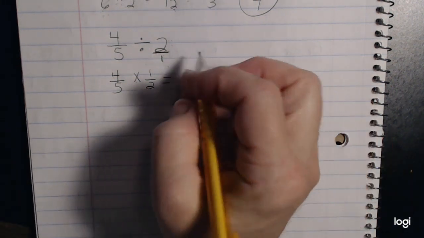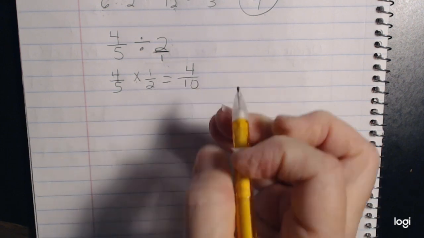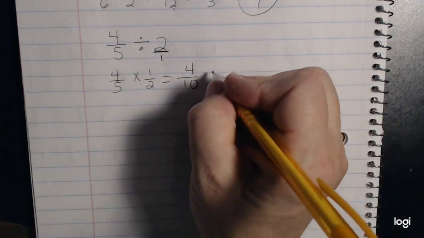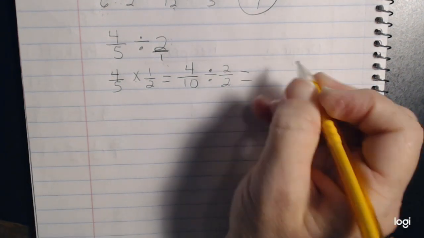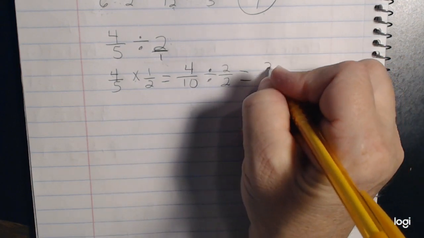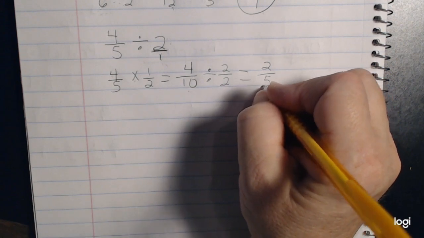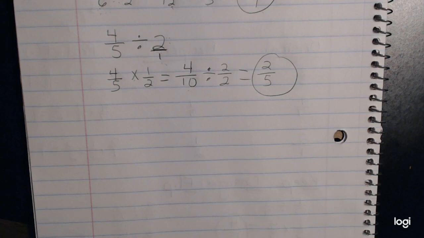4 times 1 is 4. 5 times 2 is 10. I look on my common factor sheet, or I notice that these are both even numbers. Even numbers means I can divide it by 2. And 4 divided by 2 is 2. And 10 divided by 2 is 5. Final answer. All right, we are finished with our video, so you may go ahead and close your things.